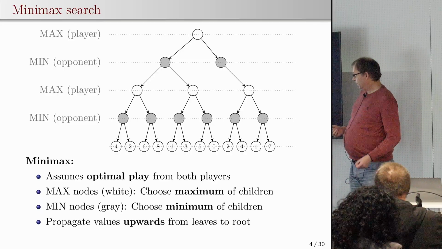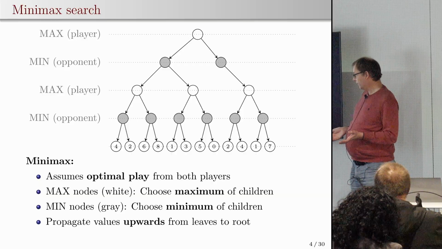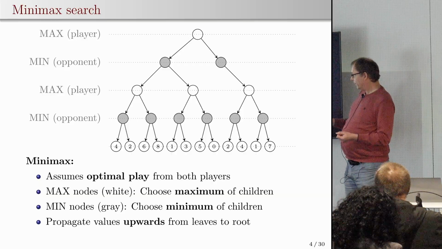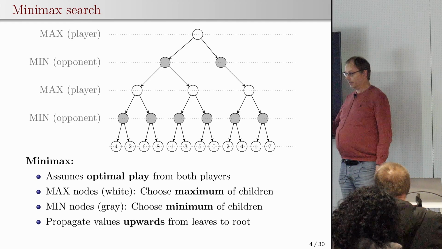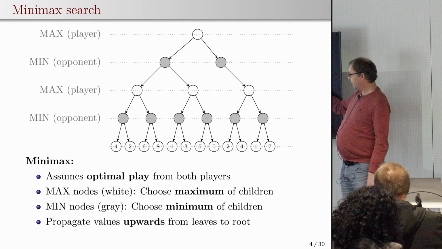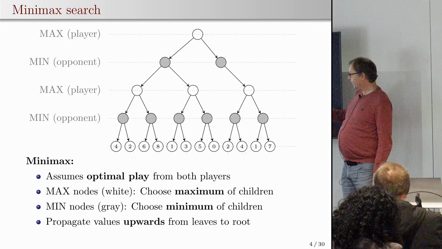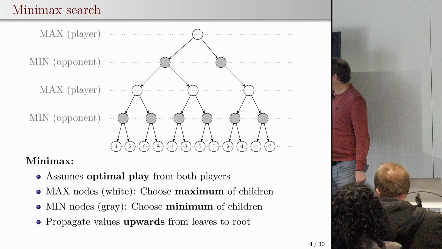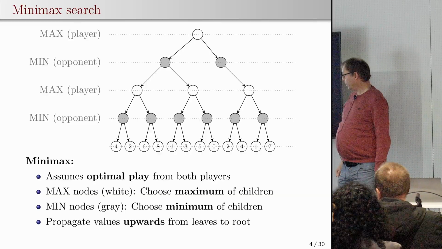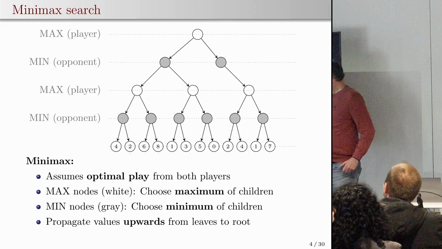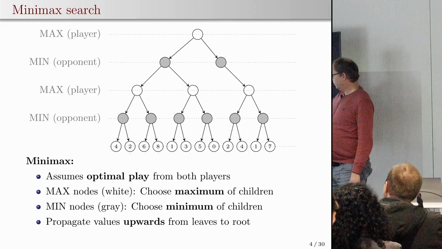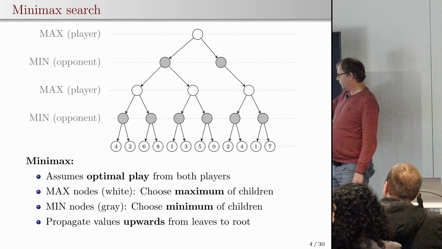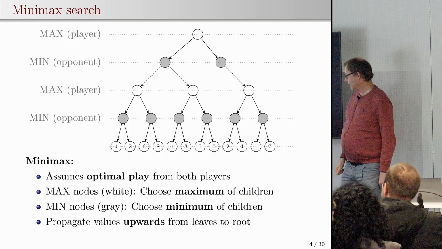Then we assume there's optimal play for both players. One player tries to minimize the score, the gray nodes, and the white nodes are a maximizer. Then you can compute the game tree value for the root bottom-up by taking, depending on the minimizing or maximizing player, the minimum or the maximum of the children.